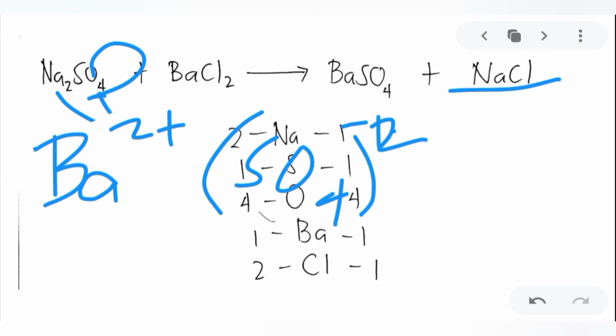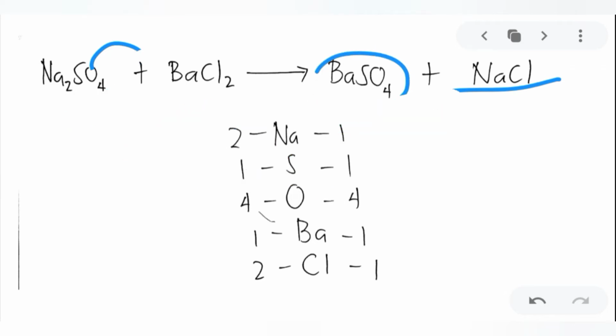Negative 2, that is negative 2. So cancel, you will have this reaction, BaSO4. Let us analyze if they are already balanced. For sodium, we have 2 pieces of that. For sulfur, we have 1 piece of that. For oxygen, we have here 4 pieces of that. And for barium, we have 1 piece of that. For chlorine, we have 2 pieces of that based on the subscript here.